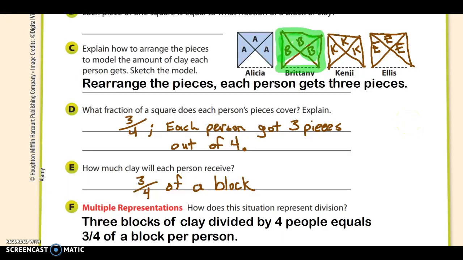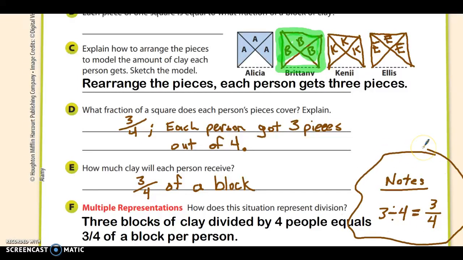I want you to notice something right here. You might want to take notes off to the side. This is kind of important. 3 divided by 4 is 3/4. So really all we're doing here is taking our first term, and it becomes our numerator, and we're taking our second term, and it becomes our denominator. This right here needs to go on the side margin. You need to pay attention to that. 3 divided by 4, 3 blocks of clay divided by 4 people, is equal to 3/4. Alright, so we are done with our first page. Good job.